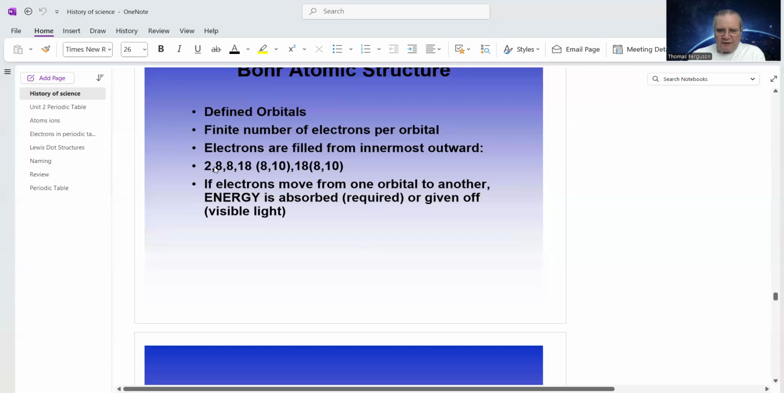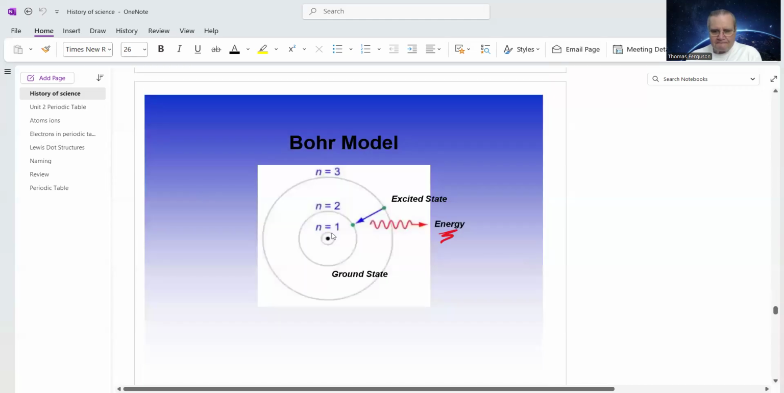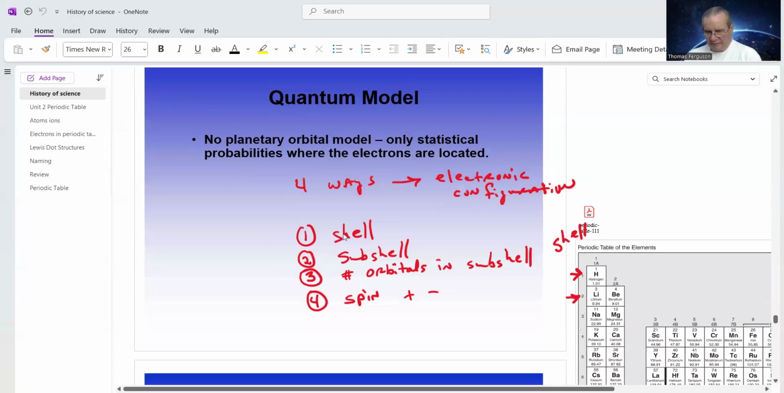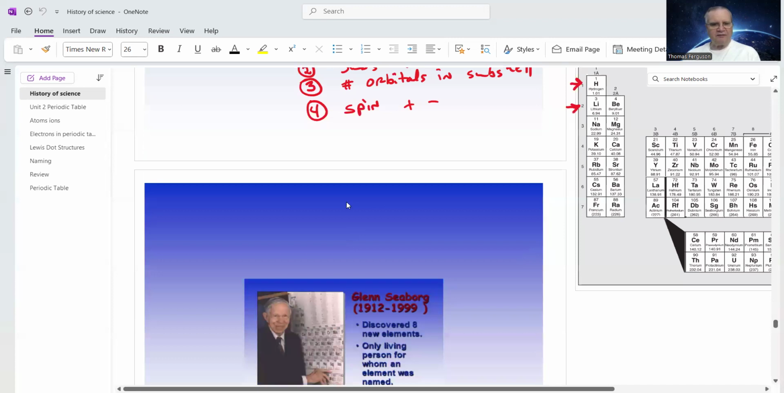Electrons filled from the inner outward in 2, 8, 8, 8, 18, etc. And then there's the quantum model, which we get into the electronic configuration of the electrons. So let's talk about that.